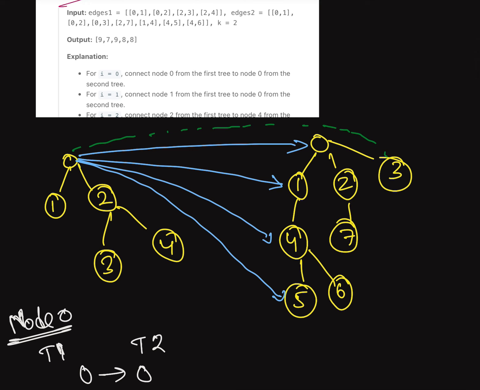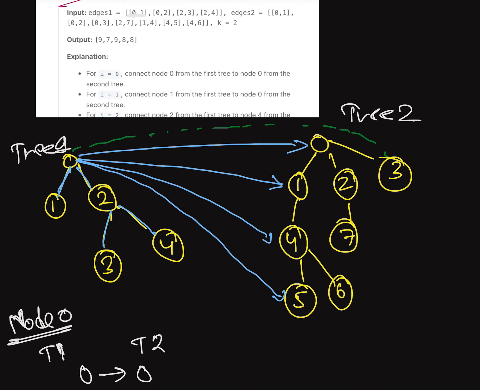This is tree 1 and this is tree 2. The first edge is between 0 and 1, so there is an edge between 0 and 1 for tree 1. Next is 0 and 2. Next is 2 comma 3. Next is 2 comma 4. So this is the graph of tree 1.